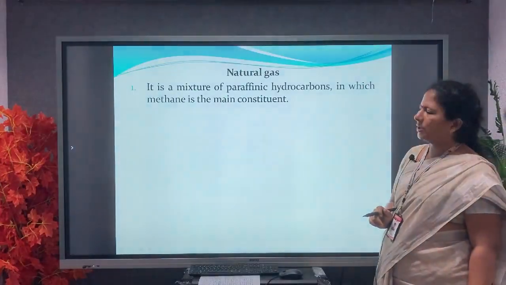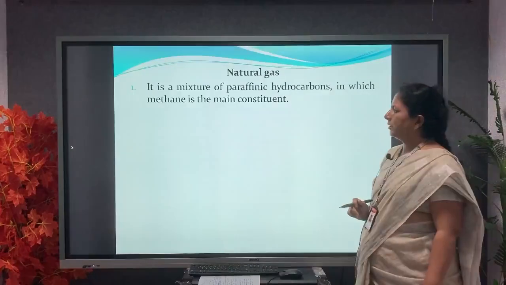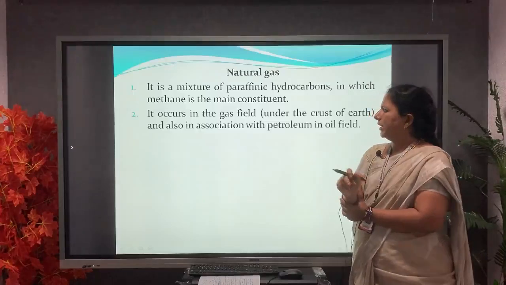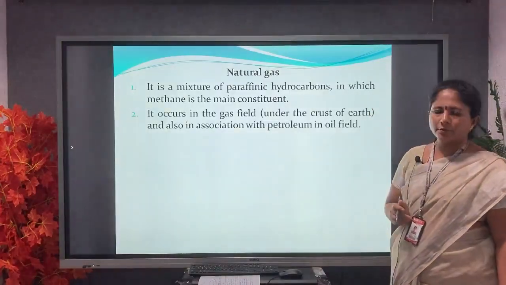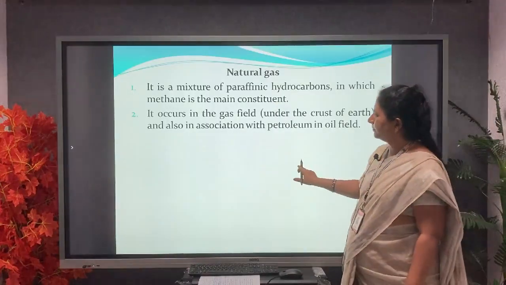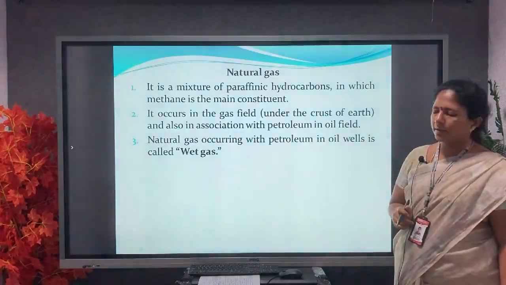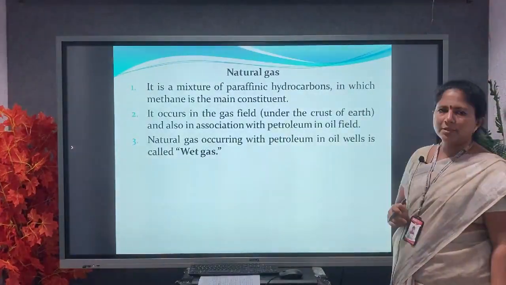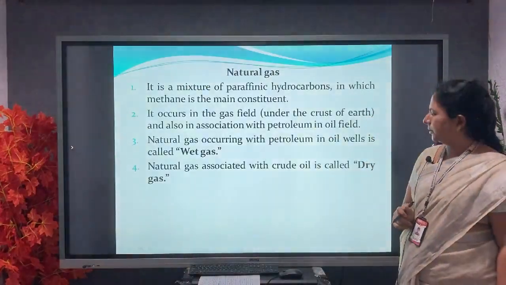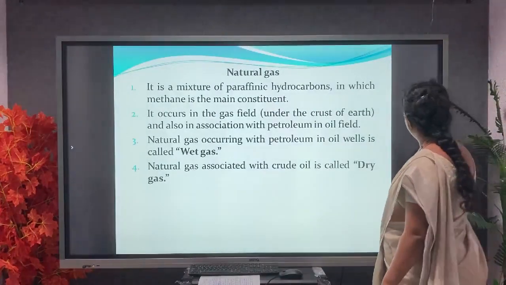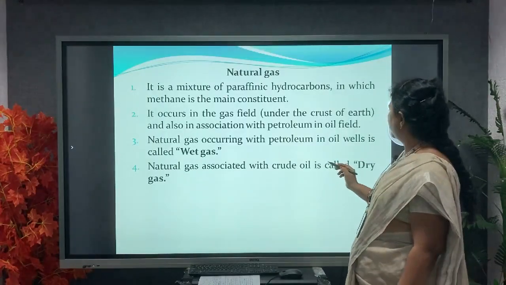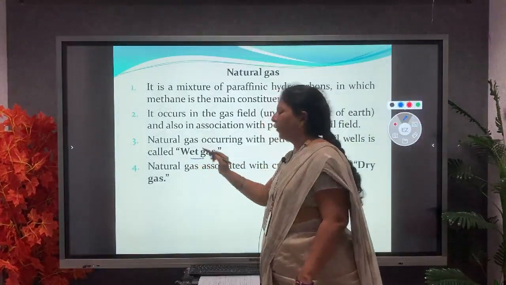Natural gas is a mixture of paraffinic hydrocarbons in which methane is the main constituent. It occurs in the gas field under the crust of Earth and also in association with petroleum in oil fields. Natural gas occurring with petroleum in oil wells is called wet gas. Natural gas associated with crude oil is called dry gas.